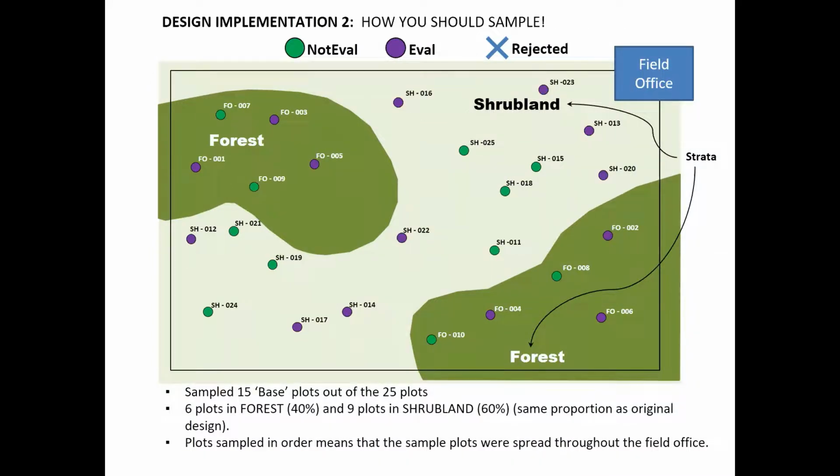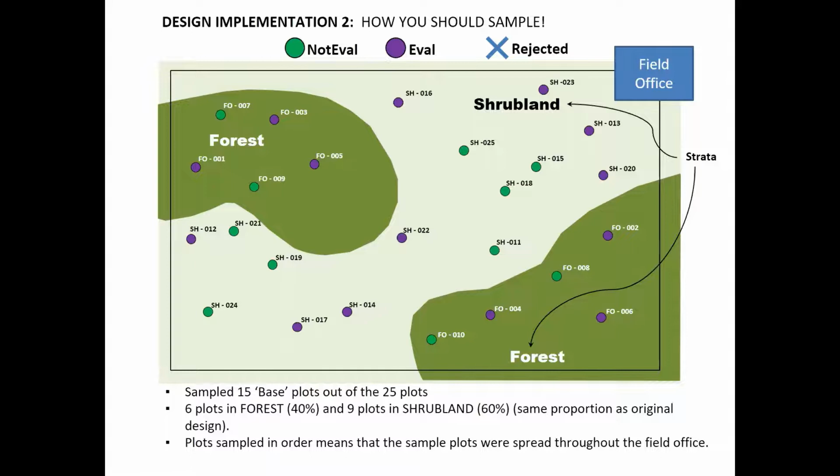This is a more correct, but still imperfect, implementation of that same design. In this case, the field crew still only got to 15 points, but they sampled proportionally correctly. 60% of the effort went to the shrubland stratum and 40% to the forest stratum. They avoided that potential source of bias.